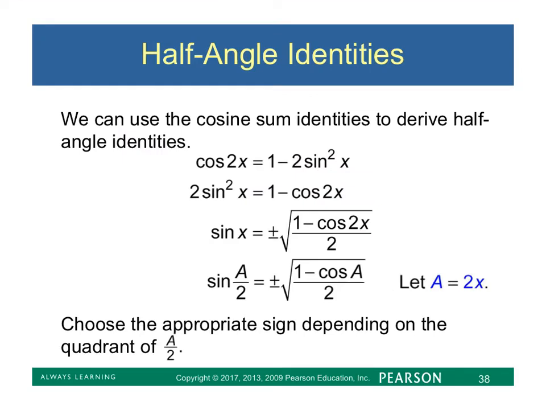Well, he did a instead: 1 minus cosine of a over 2. And there is plus or minus, and that just depends on which quadrant you're in. Because remember, sine is positive here, sine is positive here, or sine could be negative here, sine could be negative here.